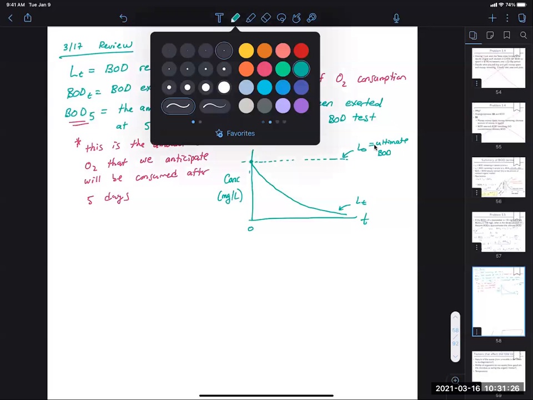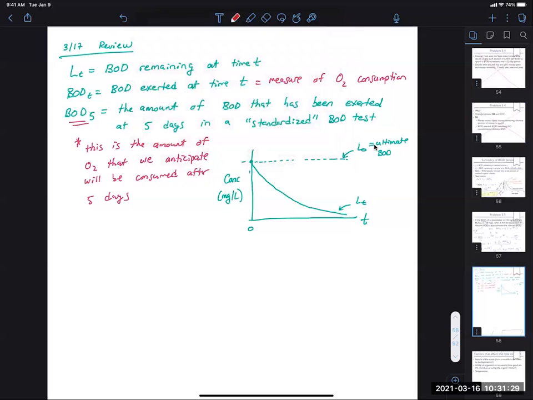The BOD sub T is equal to the BOD that has been exerted at time T. That is how much of the BOD has been oxidized by the microorganisms. This is a lot of the time what we're interested in, because this BOD sub T is a measure of oxygen consumption. L sub T is how much BOD remains. Overall, we actually don't care about that all that much. What we're more interested in is how much oxygen will be consumed in the system. And that's measured by BOD sub T.